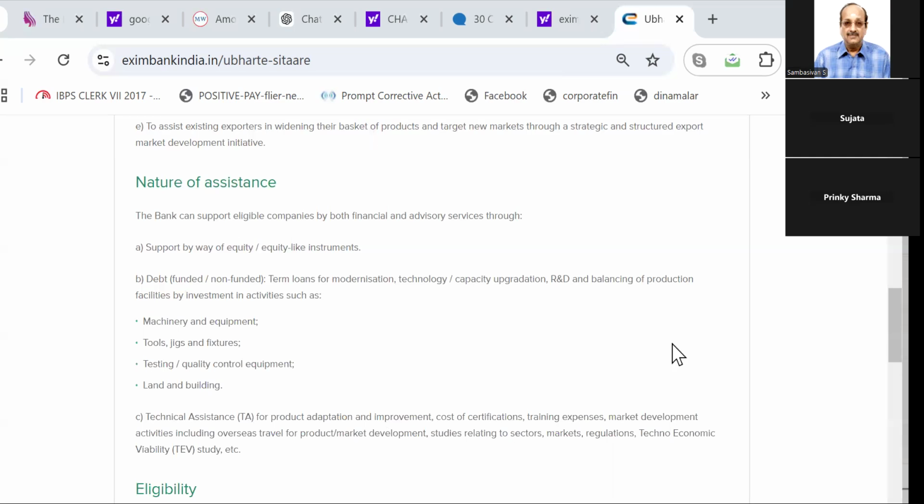Please read the nature of assistance. The nature of assistance is equity, debt, and technical assistance. Debt is like they are also providing various types of machinery, tools, jigs, testing, and land and building.